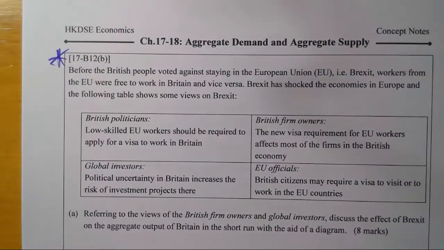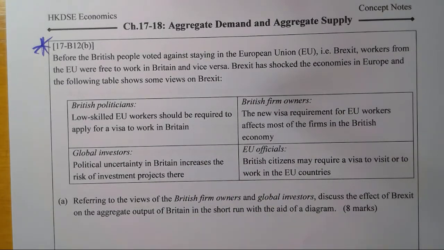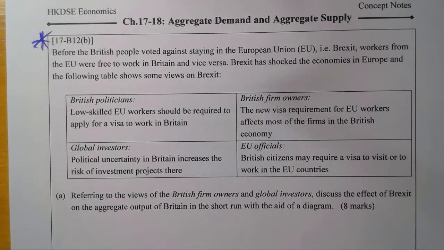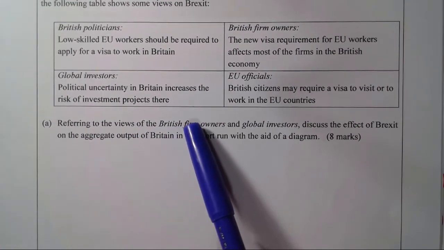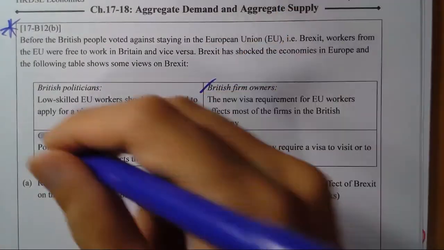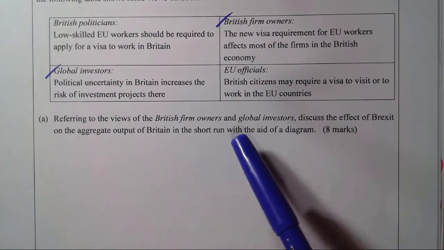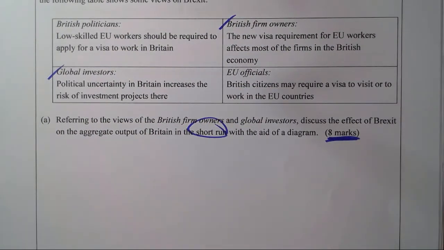In fact, this is the question you need to expect to see in your year 2021. 2021年就出呢類題目嘅, OK? Very data response, very LS. Now in this question, they talk about Brexit. 係咪啊？脱歐啦，英國脱歐，終於脱咗啦，講咗咁耐係咪啊？嗱 here the question referring to the views of this guy and this guy. Discuss the effect of Brexit on aggregate output in short run with diagram. Now you see this time is 8 marks. 係咪多咗啊？No, this is a real 8 marks.